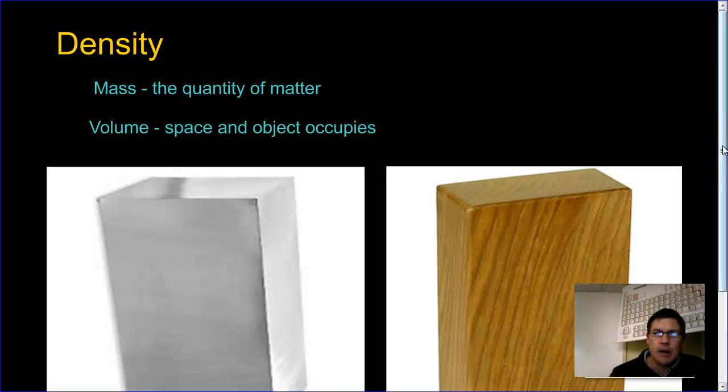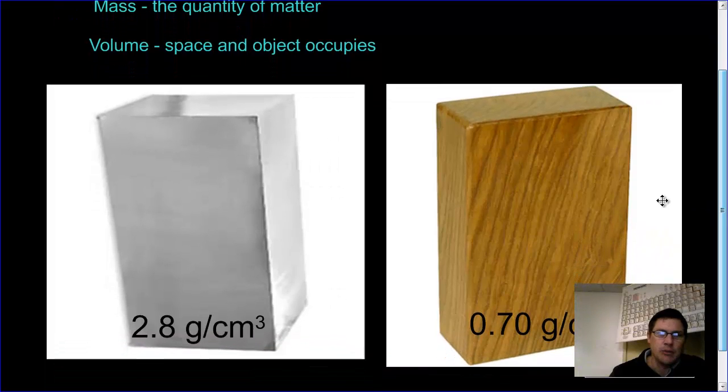If you look at these two objects, on the left we have a piece of aluminum, on the right we have a piece of wood. And you all know from experience of putting a piece of metal in water, it tends to sink, and a piece of wood tends to float. Both of these have the same volume, but what's different is that one of them you would call heavier. You'd put it in your hand and you'd say, this is definitely heavier.